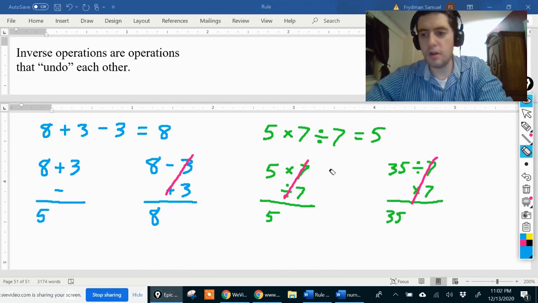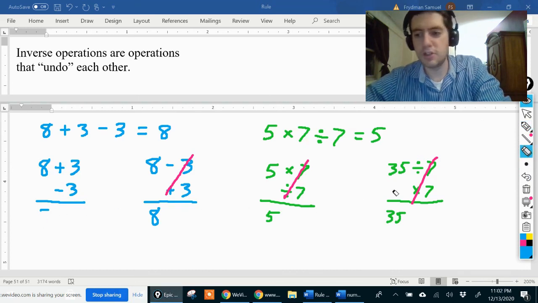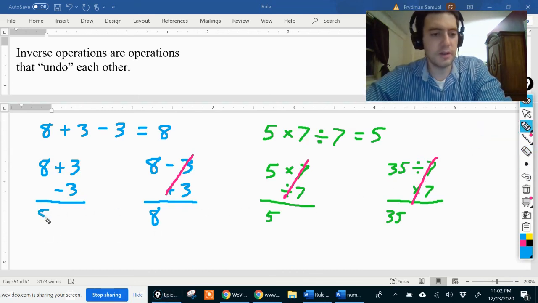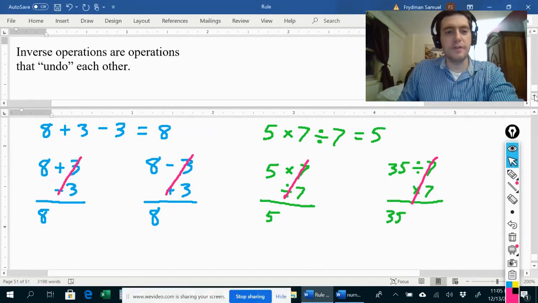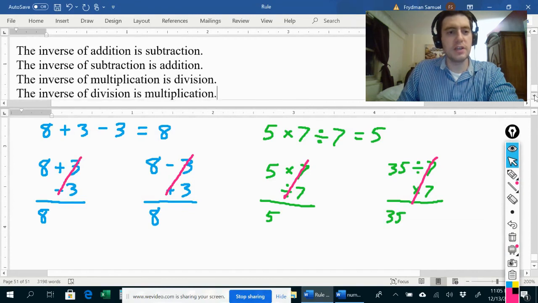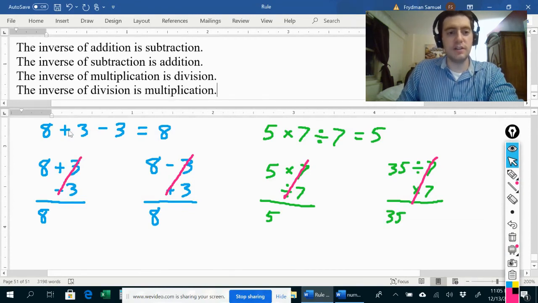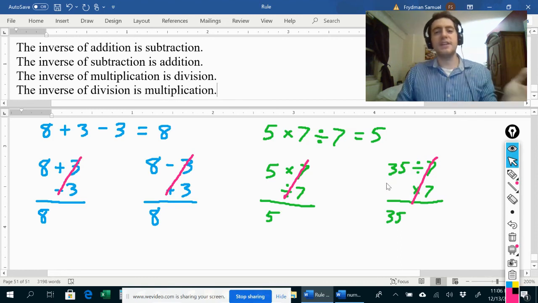All right, so let's just get that back to the way that we like it, with the numbers here and here being the same. Okay, so now just a quick recap of those inverse operation pairs. The inverse of addition is subtraction. The inverse of subtraction is addition. The inverse of multiplication is division. And the inverse of division is multiplication. That's it. Have a great day.